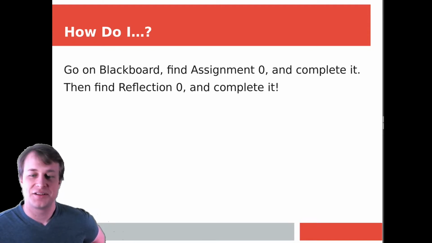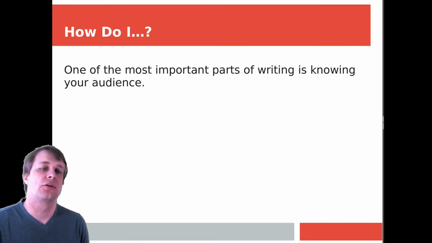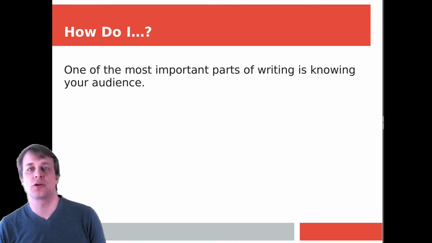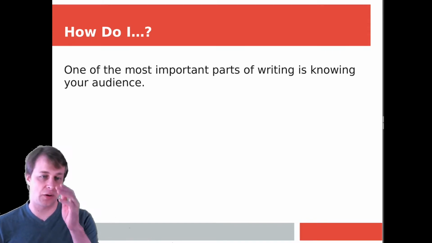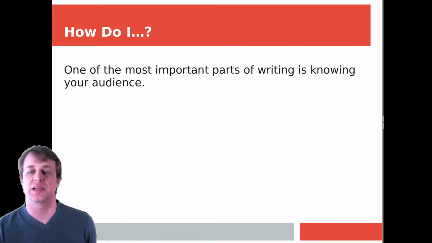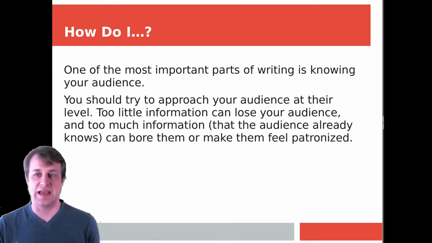All right, now that you're done with that, let's talk about audience. Audience is one of the most important things to think about when you're writing. If you know who you are writing for and you can make some assumptions about what they know, it's going to be a lot easier for you to communicate with them. You should try to approach your audience at the level of knowledge that they have.